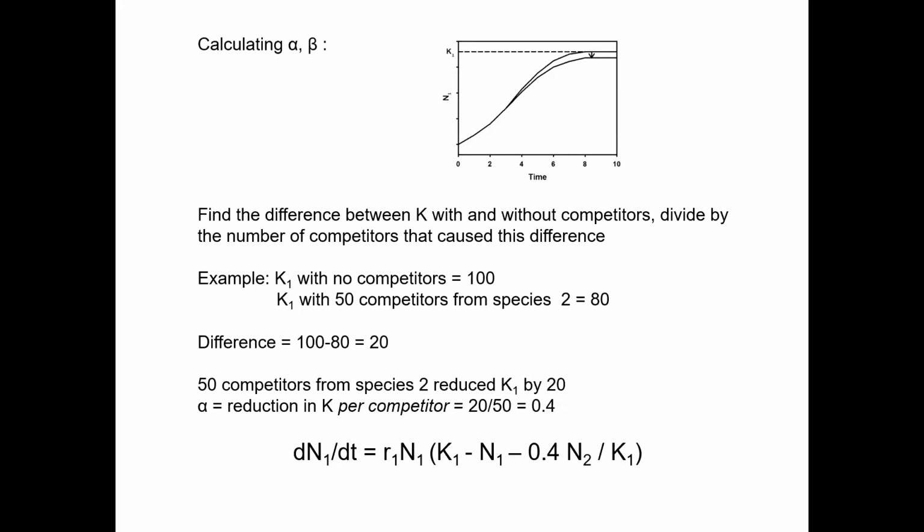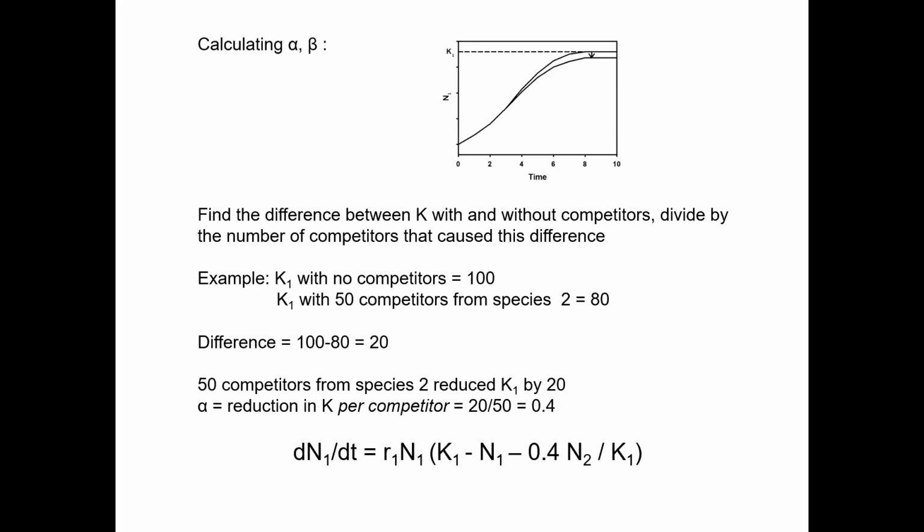Well, if you lose 5 individuals of your target species and you've added 10 competitors, then each of the 10 competitors has half the effect on K than an individual of your target species would. So you just take the reduction in numbers and divide it by the number of competitors that cause the reduction. And that gives you either alpha or beta.